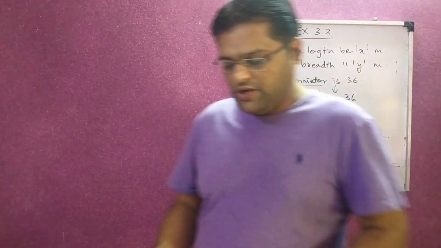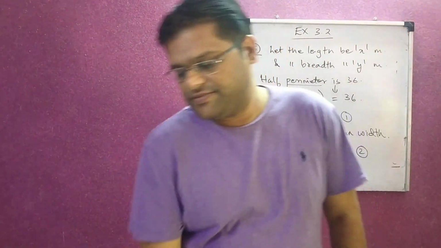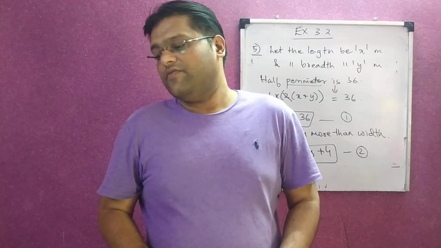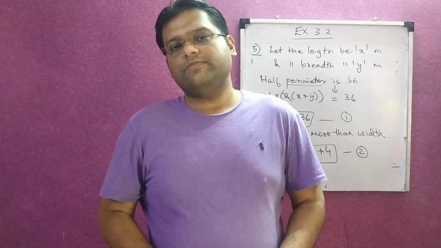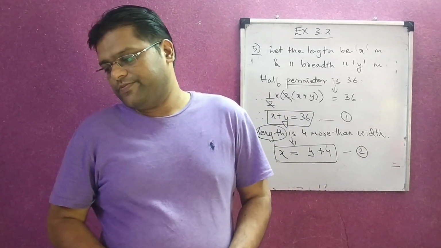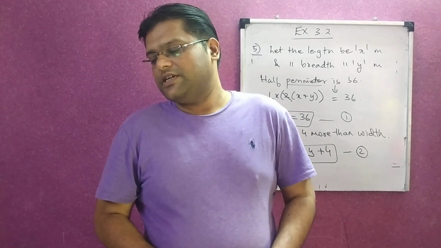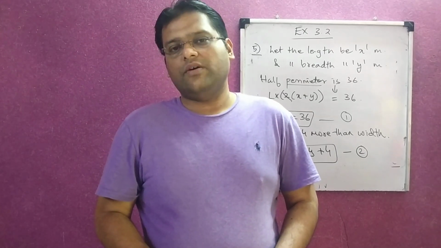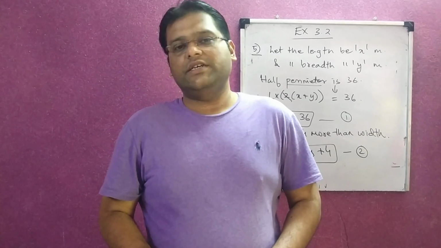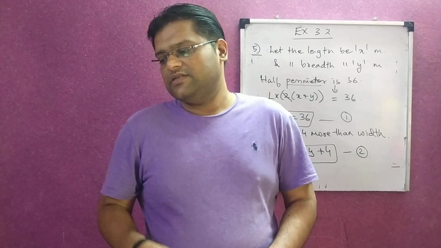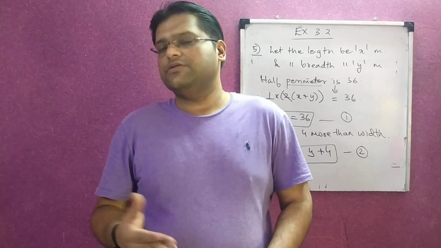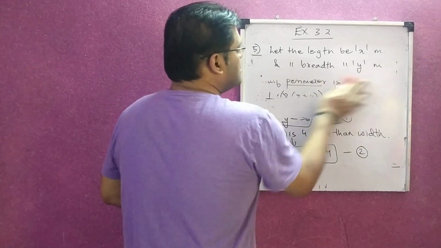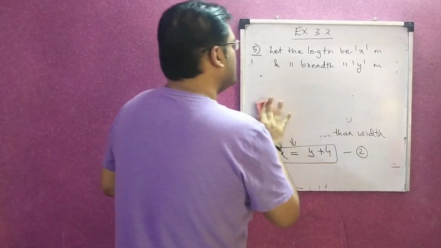Okay, we move on to the next question, that is question number 6. It reads: given the linear equation 2x plus 3y minus 8 equal to 0, write the linear equation in two variables such that the geometrical representation of the pair so formed is first intersecting lines, second parallel lines, third coincident lines. So we'll understand the question one more time. You are given an equation.